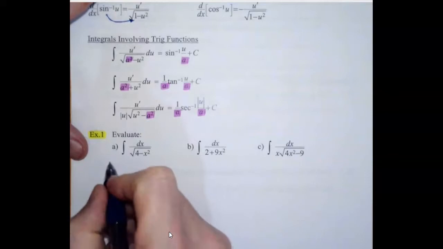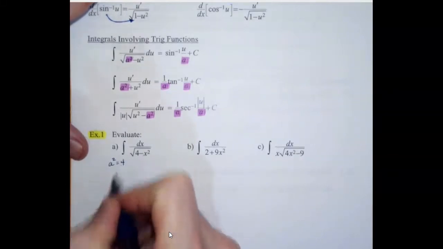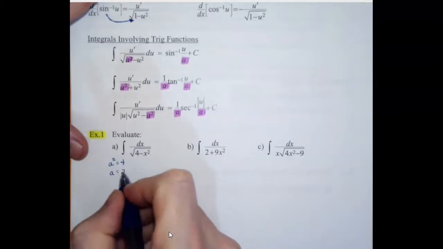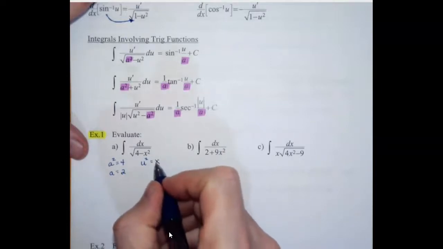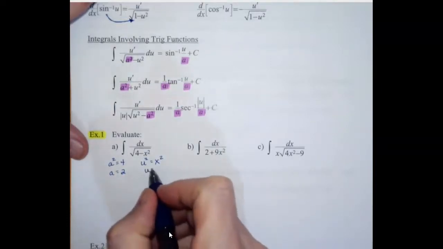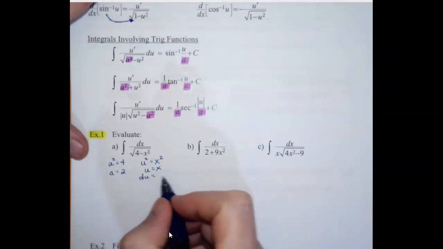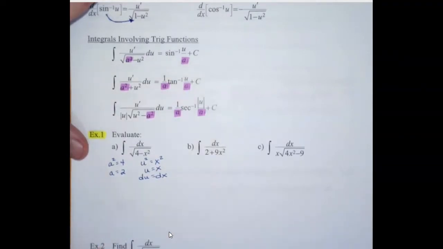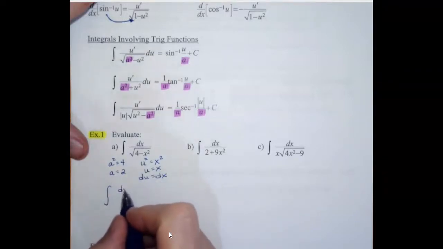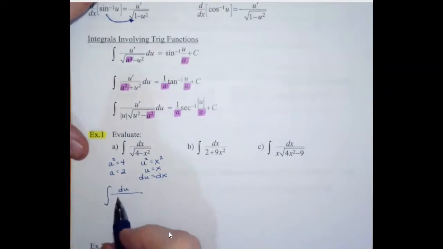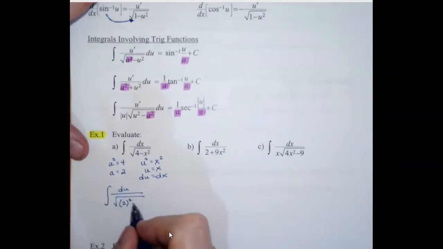So what we want to kind of do here is identify, okay, a squared is 4, so a is 2. So we're just trying to identify a couple of these things. So u squared is x squared in this case, so u is x and du is dx. Okay, so if we substitute into that, the dx is du, and down here we're going to have 2 squared minus u squared.